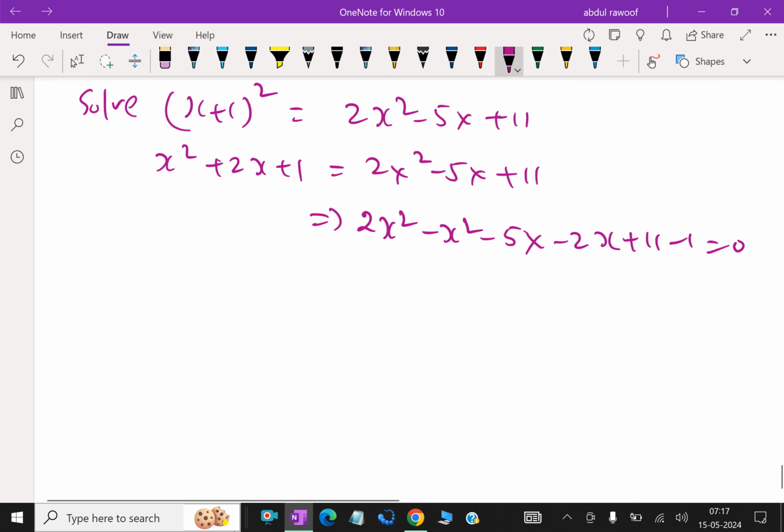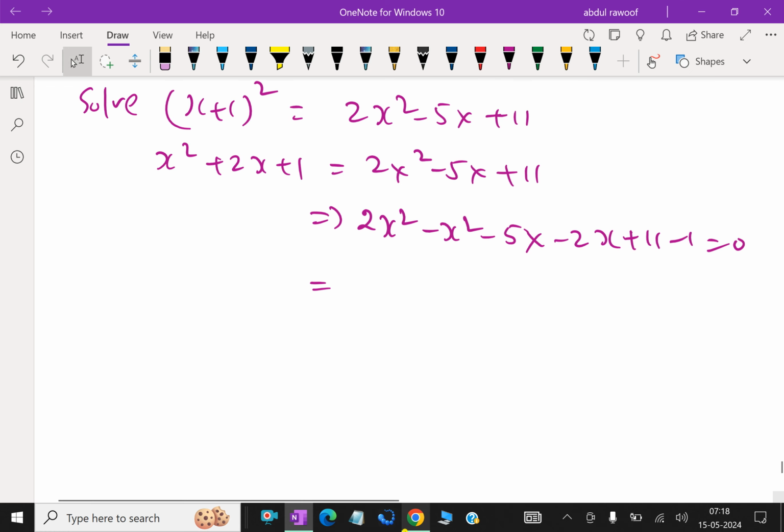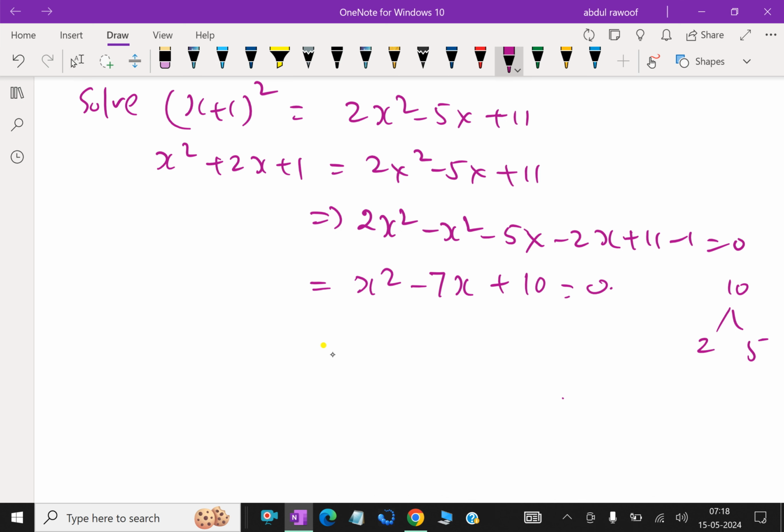We are collecting one side. Here simplifying, 2x squared minus x squared is x squared, and minus 5x minus 2x is minus 7x, plus 11 minus 1 is 10, equal to 0. Now it becomes a standard quadratic equation. Then this 10 is split as 2 and 5, both are minus since the middle term is minus 7x. So x squared, the middle term is split as minus 2x minus 5x plus 10 equal to 0.